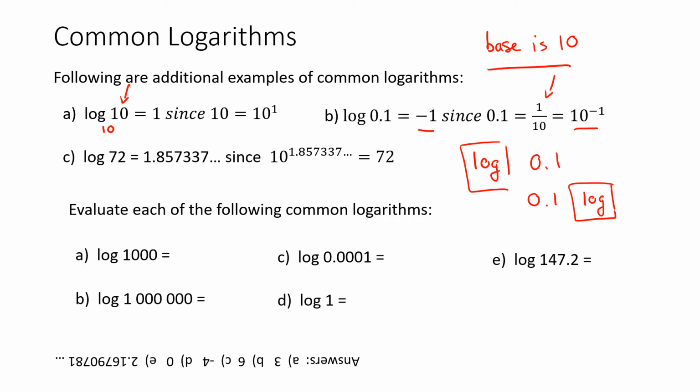Example C is where we start to get into different numbers, numbers that don't evenly divide. Now, if you were to put log of 72 in your calculator, this long decimal would be the number you would arrive at: 1.857337, continuing on. The reason for that, remember, it's a base of 10. So what that means is 10 to the exponent 1.857337, that long decimal, would give you a value of 72. It's very important to understand this when it comes to your calculator.